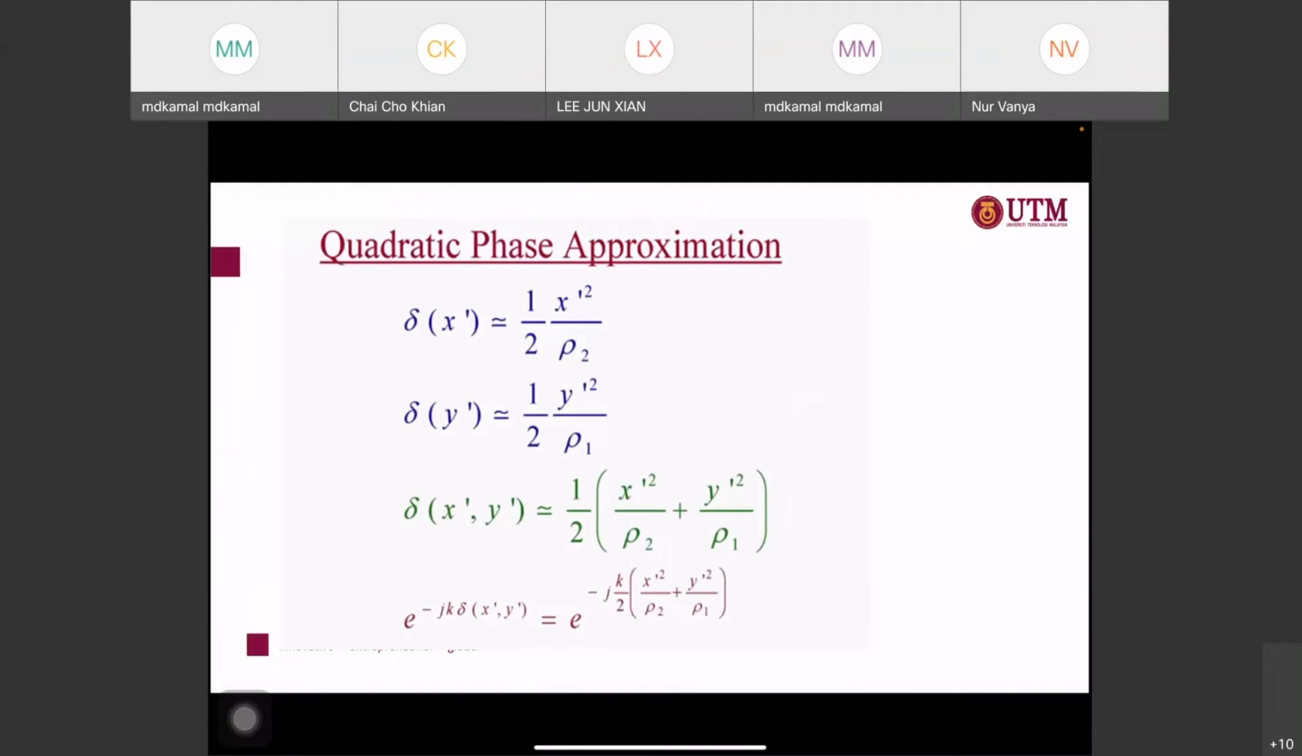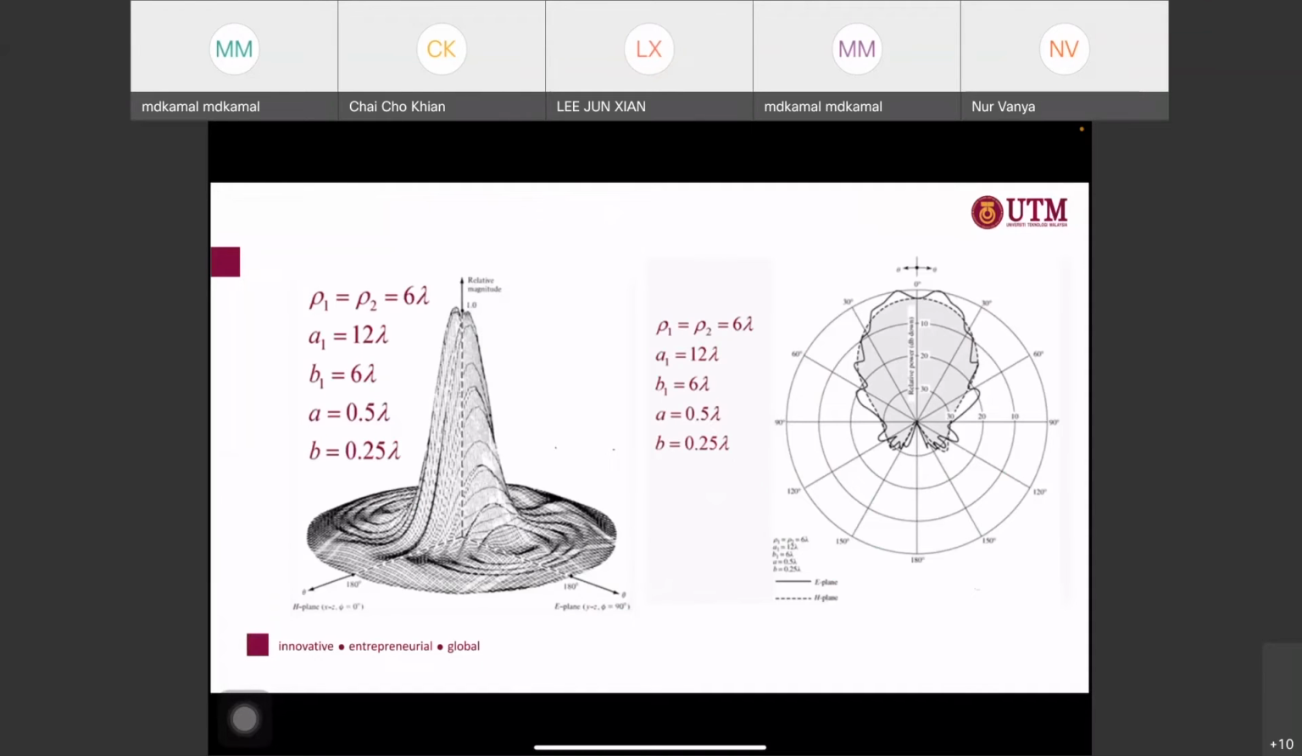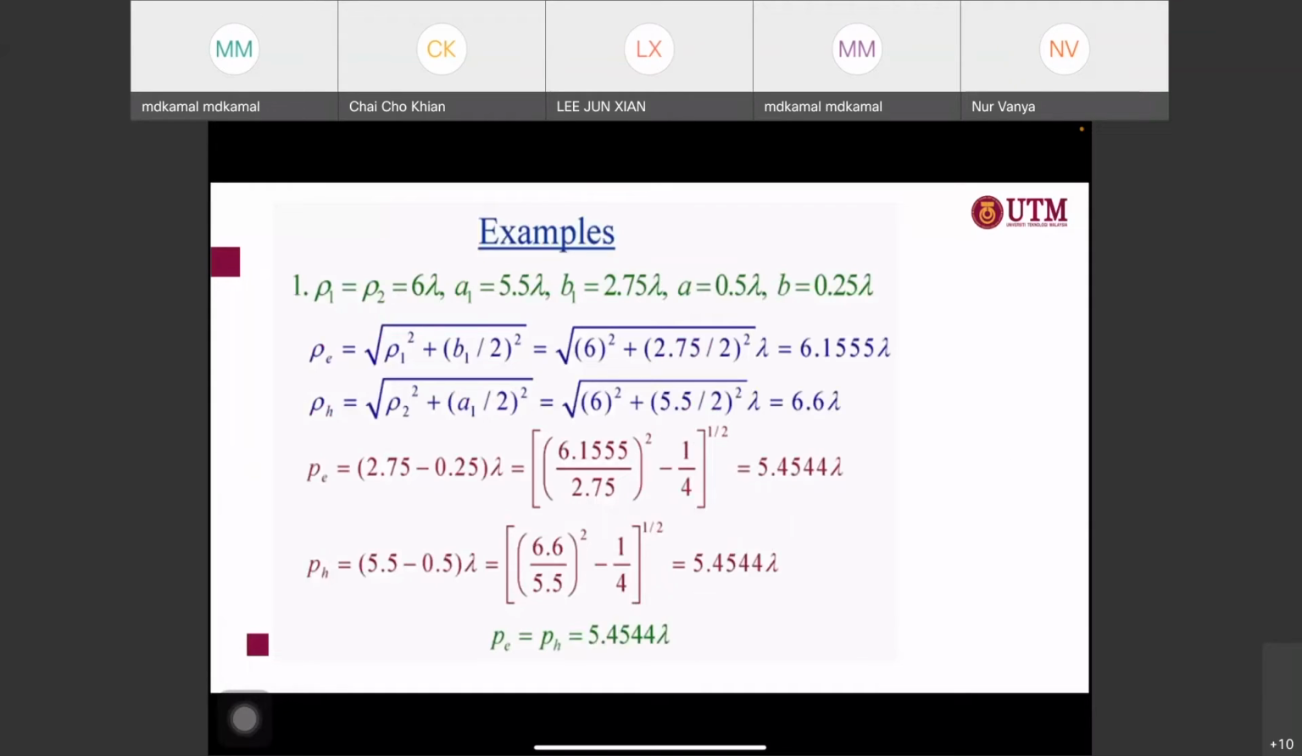This is just to show you the quadratic phase approximations for this particular horn antenna that you can get, for example here.